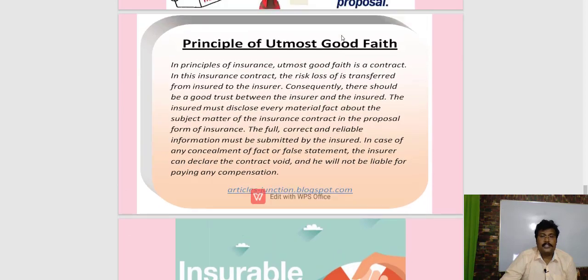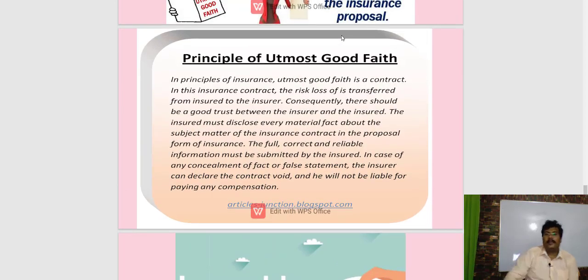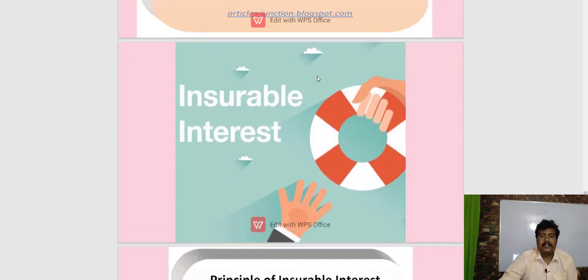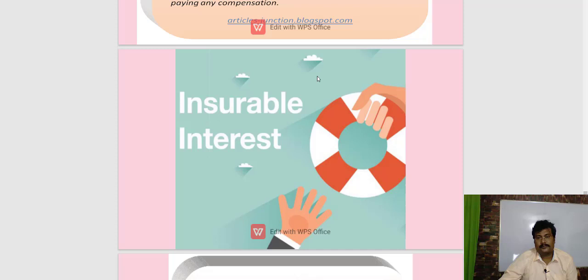So the first principle is the principle of utmost good faith. This principle is known as the trust principle. Everyone has to disclose each and every piece of information to each other. Both parties have to disclose each and every piece of information. Second one is insurable interest.